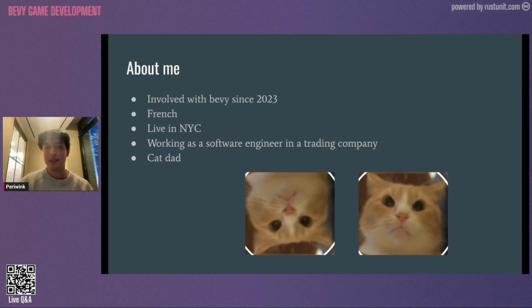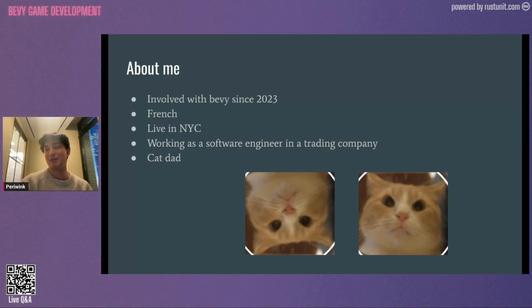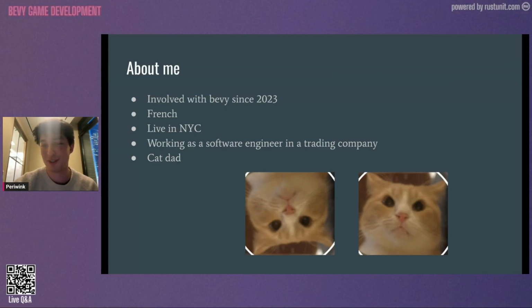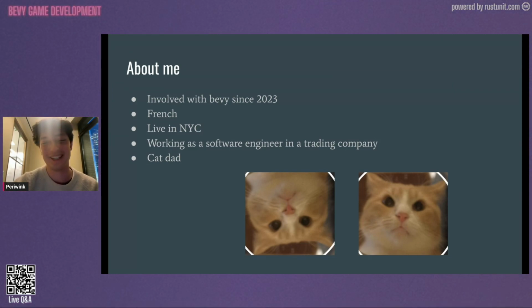So a little bit about me. I've been involved in Bevy since 2023. I was mostly interested in the ECS originally, and then shifted towards mostly working on the networking side of things. I'm French. I live in New York. I work as a software engineer in a trading company. And I'm a cat dad for a cat called Ollie. This is actually my profile picture on Discord. And I've had at least 5 different people ask me if this was some kind of spider monster, but it's just my cat in reverse. So yeah, nothing to worry about here.